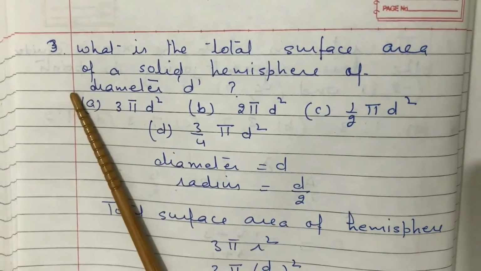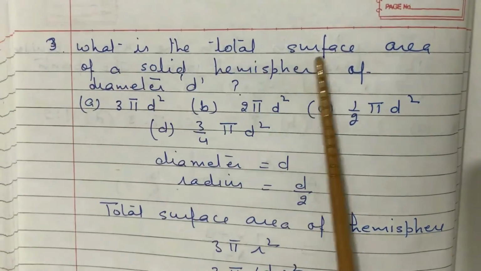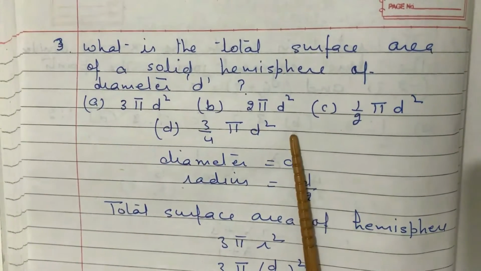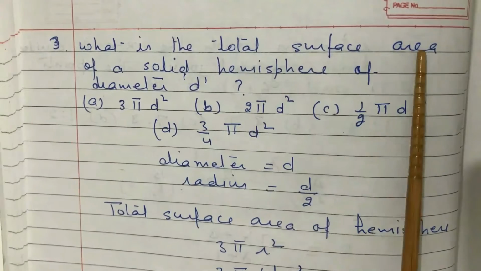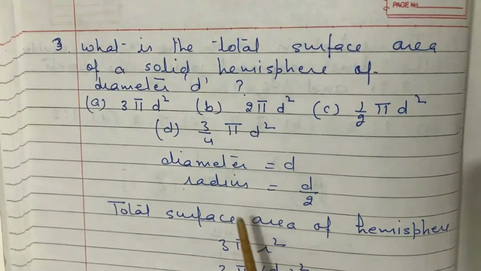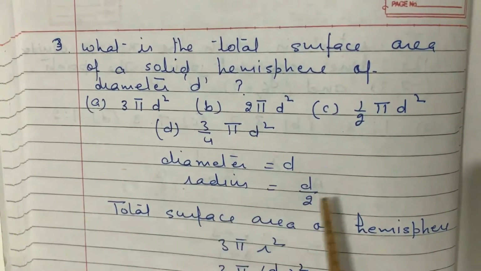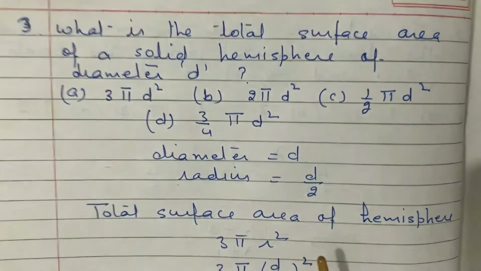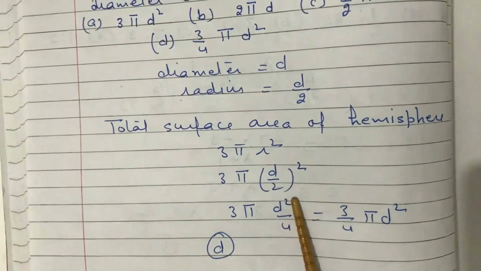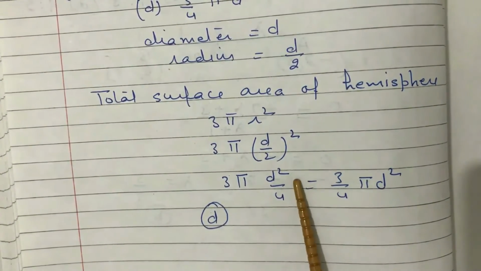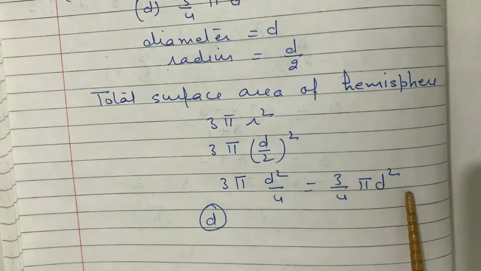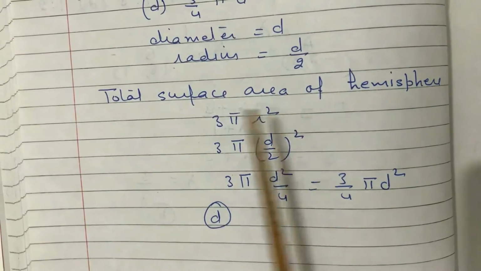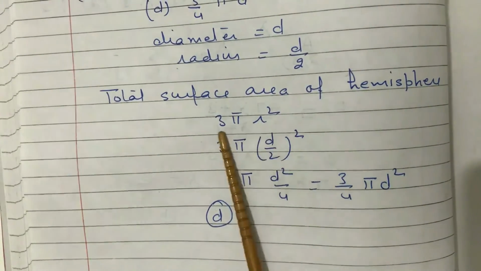Now its third question is, what is the total surface area of a solid hemisphere of diameter D? There are 4 options. We have to find the total surface area of a solid hemisphere. So diameter here is D, radius is D by 2. Total surface area of a hemisphere is 3 pi r square. So instead of r, write D by 2. You will have 3 pi D square by 4, that is 3 by 4 pi D square. So D is the option. The thing to keep in mind here is that you take the total surface area of a hemisphere as 3 pi r square.